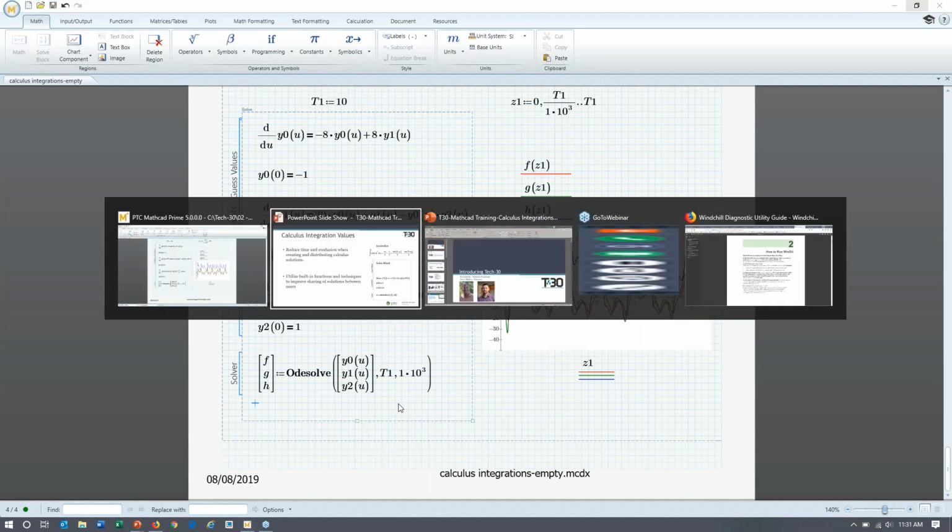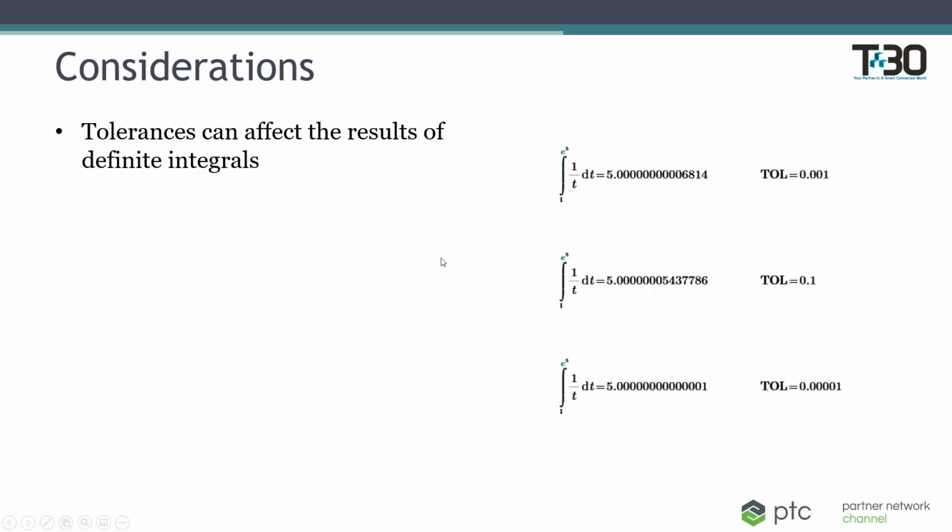That's all I have for the Mathcad document. I'm going to go through some considerations if you are going to be solving calculus problems with Mathcad. Tolerances can definitely affect the results of your definite integrals. So when you have boundaries on your integrals, your tolerances are going to affect the output.